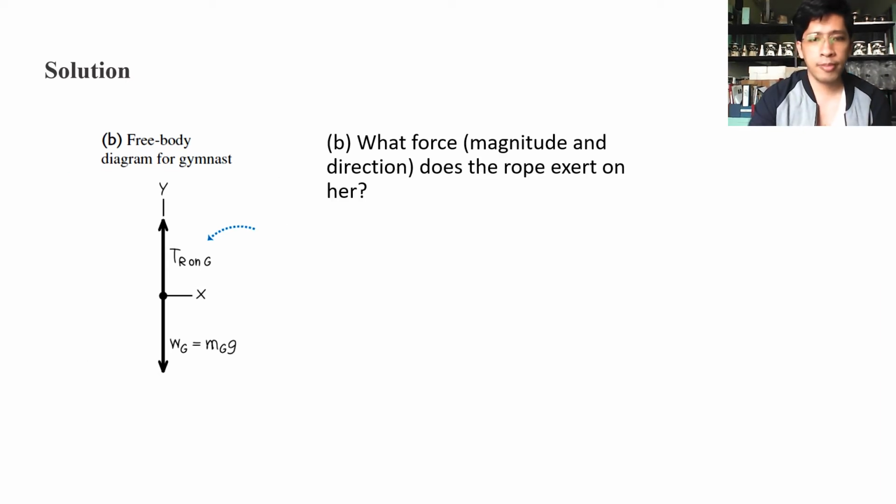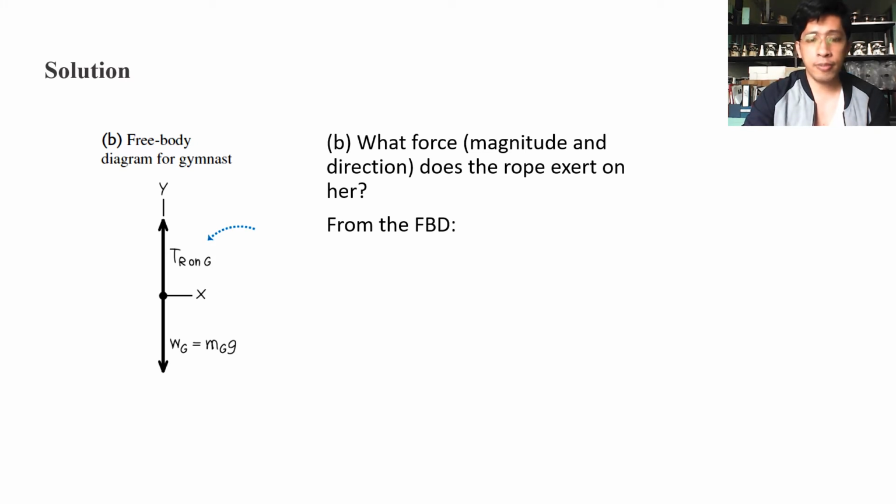For our next problem, we're asked to find the force, both the magnitude and direction, that the rope exerts on the gymnast. So going back again to your free body diagram, we have the weight of the gymnast, which is downwards, and then we have the tension that the rope exerts on the gymnast, which is upward. We're asked again of the force, the magnitude and direction that the rope exerts on her. That is, our target variable here is the tension that the rope exerts on the gymnast, which is upward.